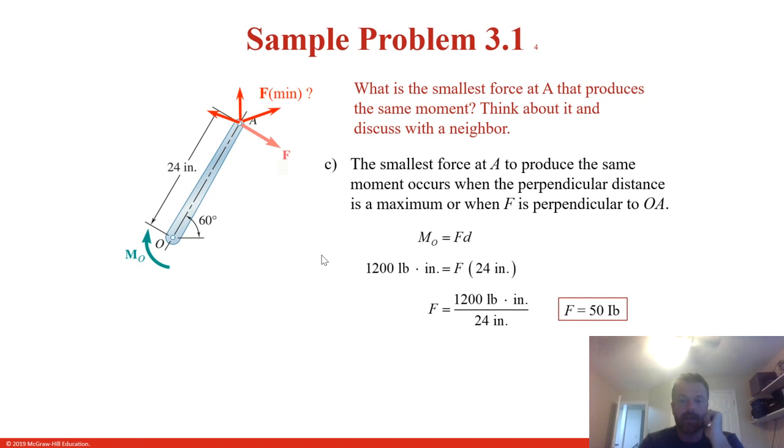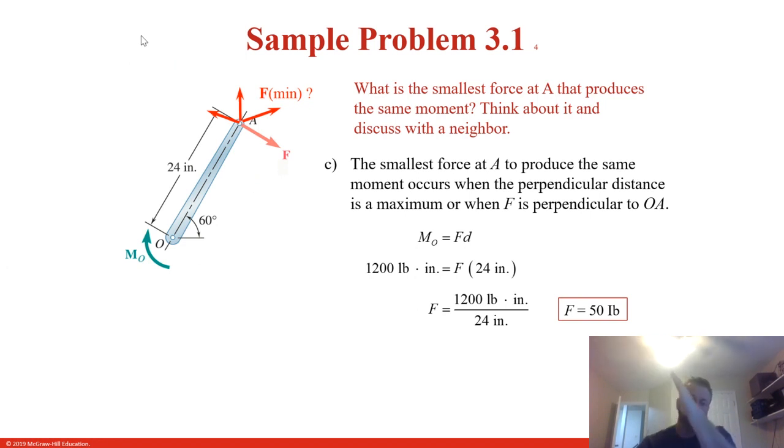So the next question was, what is the smallest force at A that produces the same moment? Think about it and discuss with a neighbor. Well, if you have a neighbor next to you, feel free to, but if you don't, we'll just discuss it together. The basic idea is that when we pulled purely in the vertical direction or purely in the horizontal direction, we weren't fully leveraging the lever arm, or the perpendicular distance, of this lever.